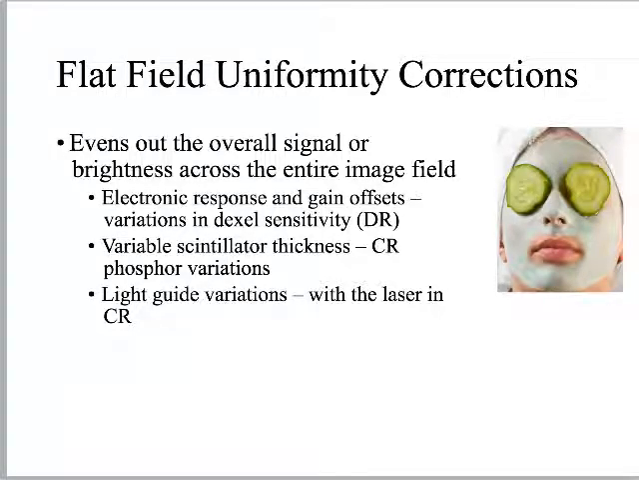And we can also have variations with the light guide itself. So the way that this CR system works is once you have the remnant image on the photostimulable phosphor plate, it's scanned with a laser. If there's any problem with the laser, like a funny part of the laser where the laser signal is less powerful, like in this upper right-hand corner or something, that could also cause this variation. So the computer needs to correct for that. And again, the major metaphor I've used for these flat field uniformity corrections is just like with a facial or something like that, we want to correct for any of these blemishes.